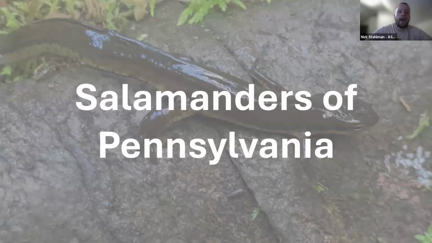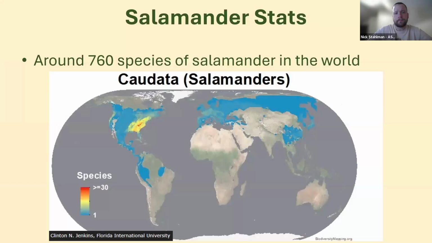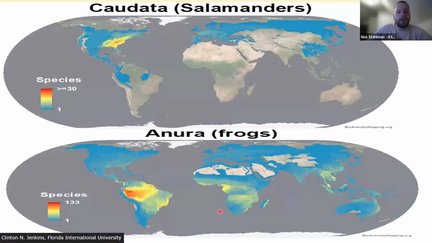And now we're going to get into salamanders. So salamanders of Pennsylvania. Let's back up, and we've got about 750, 760 species in the world. But this is where it's kind of cool. So on this diagram, it's kind of showing you the heat map of species. So Caudata, now Urodela, salamanders up top here.